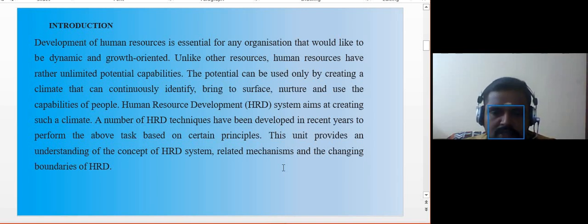So this unit provides an understanding of the concept of the HRD system, the related mechanisms, and the changing boundaries of human resource development that we are following nowadays.